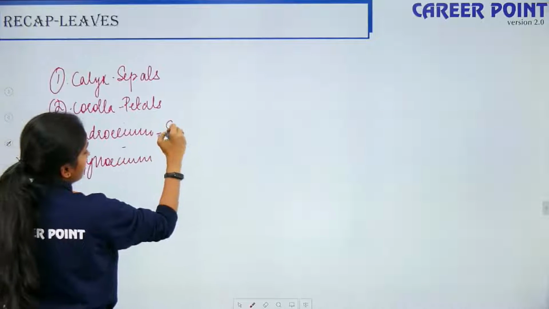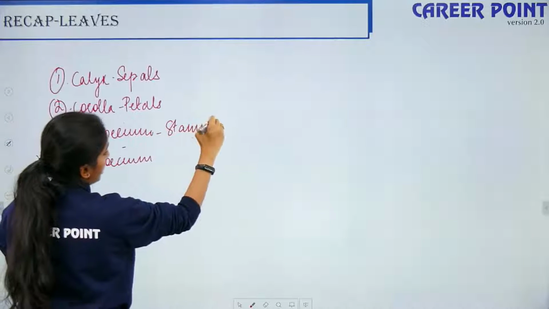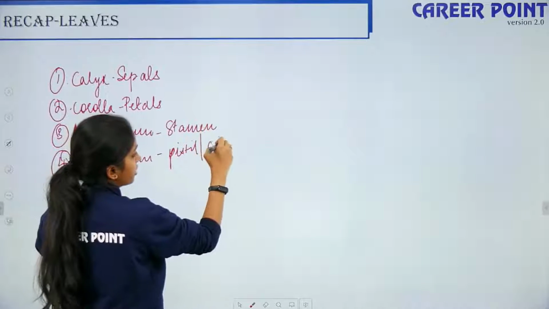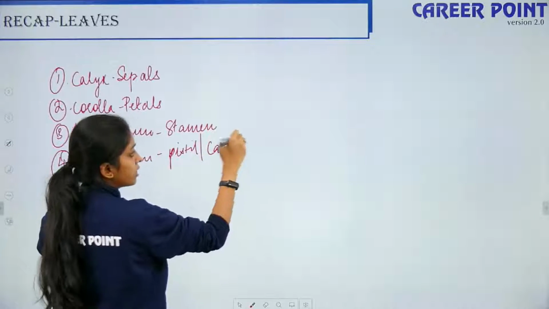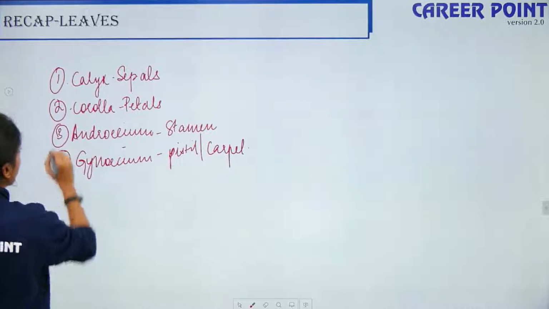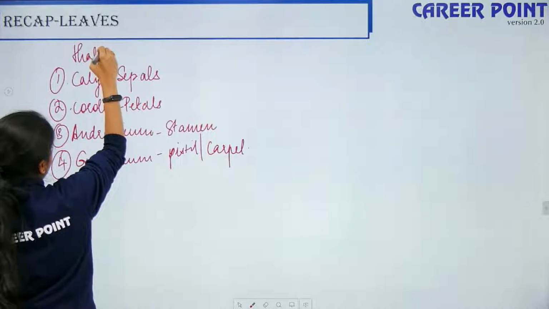So androecium is represented by stamen and gynoecium is represented by your pistil or your carpel, right? So these are the 4 whorls, and where do these 4 whorls arise? So these 4 whorls arise on your thalamus or your receptacle.